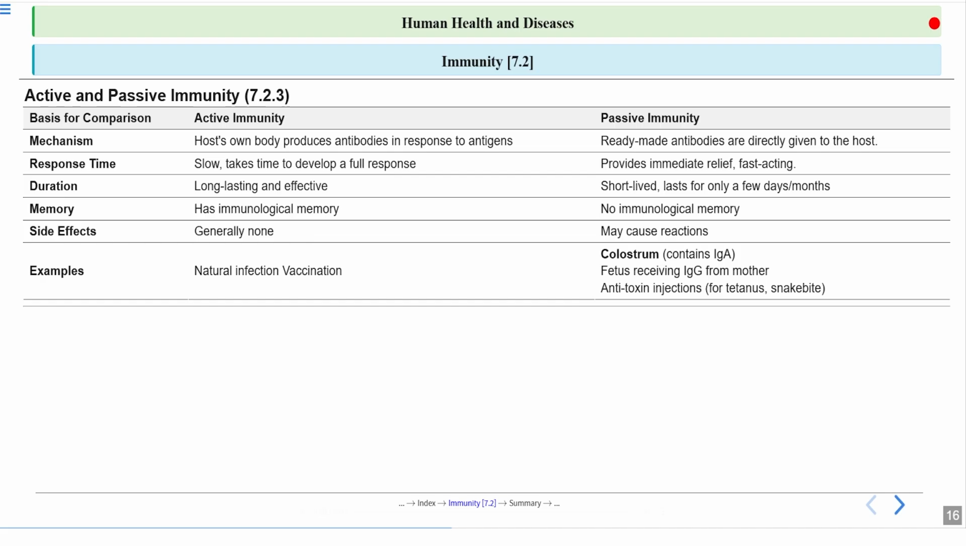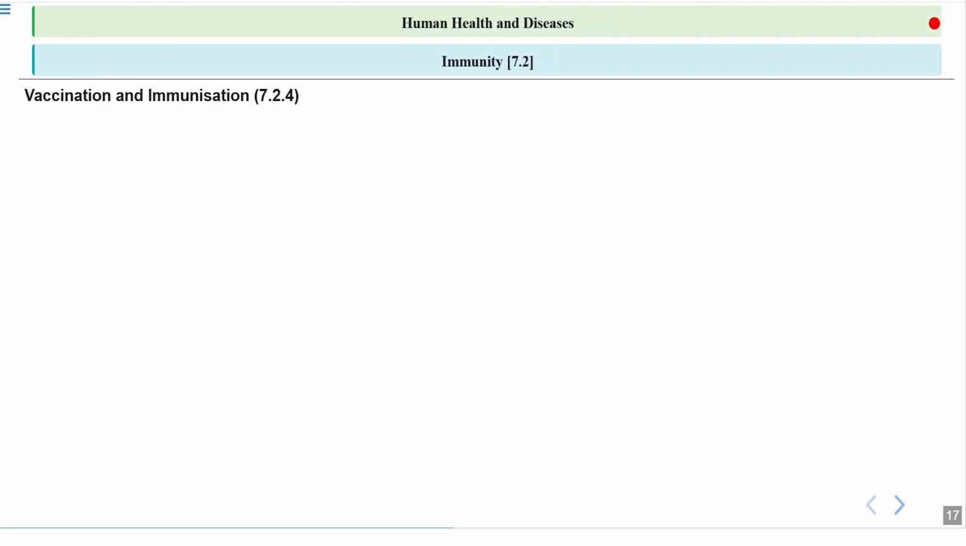Okay. Now in passive immunity, antibodies are being introduced into the body, so it may cause reactions in the body. But in the case of active immunity, there are no side effects because the body is producing antibodies here. No foreign particle is being introduced into the body.